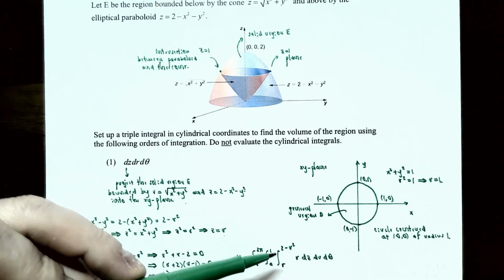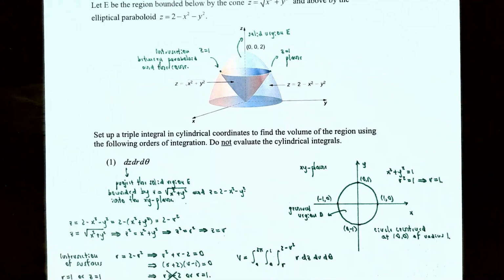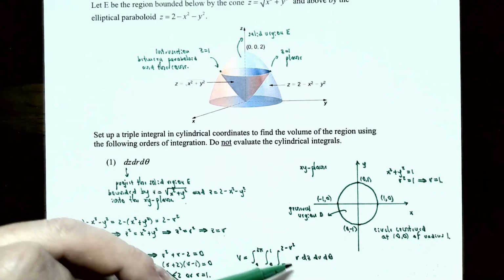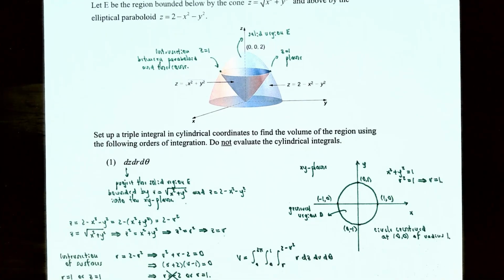And then the inside integral corresponds to the z values. The z values were representing surfaces. The upper surface was the elliptical paraboloid because the region was bounded above by the elliptical paraboloid, so the upper limit of integration is 2 subtract r squared. And then the region, E, was bounded below by the cone, so the lower limit of integration, the lower surface, is z equals r. Remember, when you integrate with respect to cylindrical coordinates, you also pick up this extra factor of r, so the dv becomes r dz dr d theta.